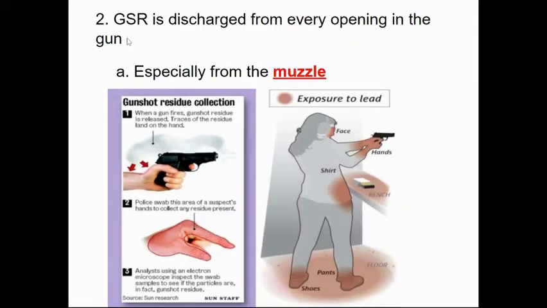Gunshot residue is discharged from every opening of the gun. So the main one that you would think about would be the muzzle, okay, the opening or the end of the barrel. But this can come out of any spot in this back area near the breech end or the action also, where there's an opening. And so often you're going to get it on the hands, the face, the shirt, the surrounding area.